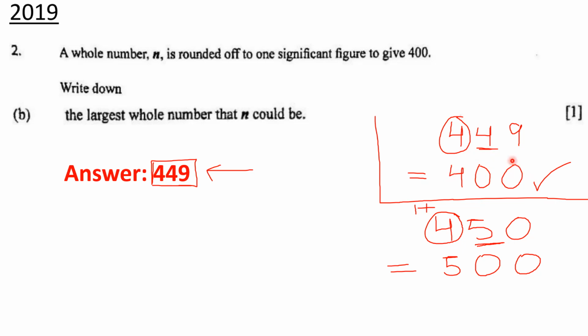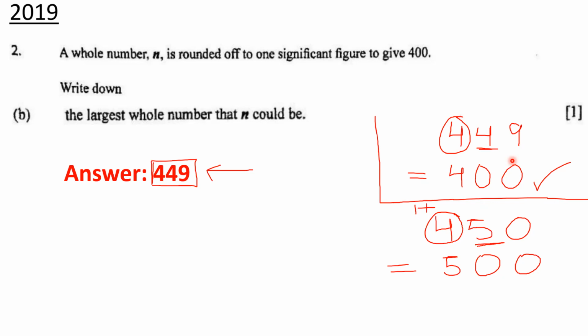Now the question is, are we able to find a whole number that is bigger than 449, yet when we round it off to one significant figure, we still get 400? If that is the case, that means that 449 is not the biggest whole number that does this. But if when we go one step higher, we find a number that when we round it off to one significant figure is not 400, then that means that indeed 449 is the correct answer.